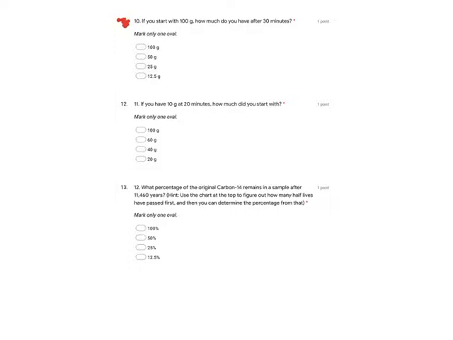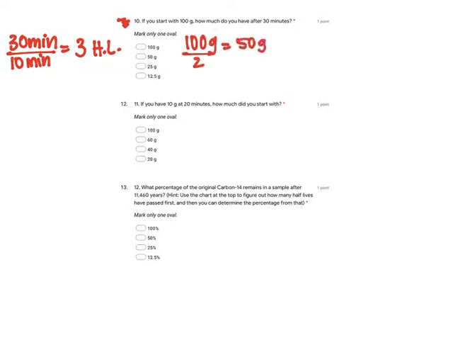If you start with 100 grams, how much do you have after 30 minutes? So again, we have 30 minutes. You might be able to do this in your head, but know that you can calculate how many half-lives have occurred if you take the total time divided by the length of a single half-life. You would see that 3 half-lives have to occur over the course of this 30 minutes. So if you start with 100 grams, we need to divide this by 2 3 times. So 50 grams would remain after 1 half-life.